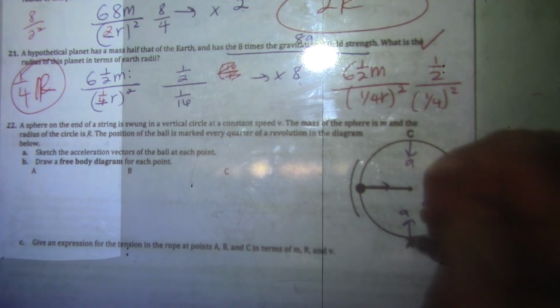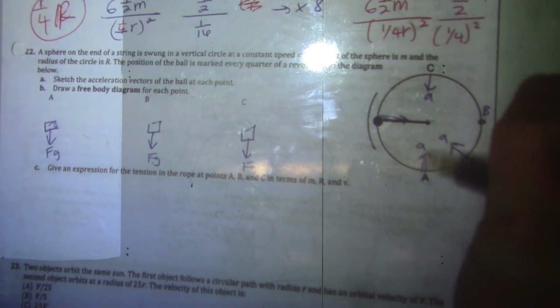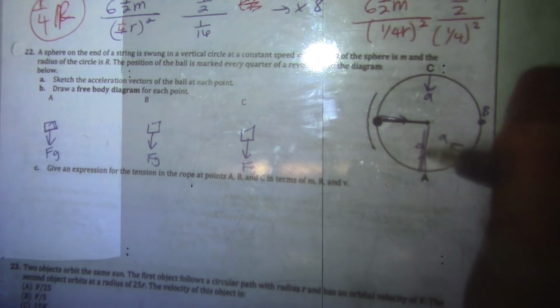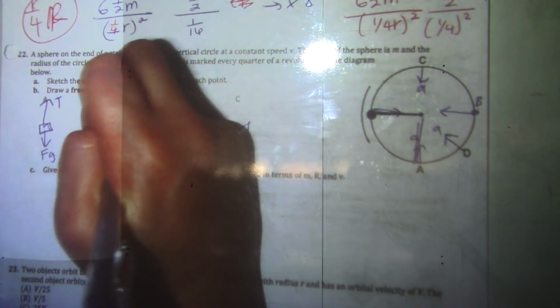So free body diagram at point A. I know that, of course, I have gravity down because we're not in outer space, we're just on the Earth. Actually, I'm going to do that for all of them. Gravity down for all of them. Now, I also have the tension in the string. So at point A, the string would be pulling up, and I know that my centripetal acceleration is up, so that means the tension must be greater. At B, the tension would be pointing straight to the center because the string is pulling it to the center. And at C, the tension would be down, like this.